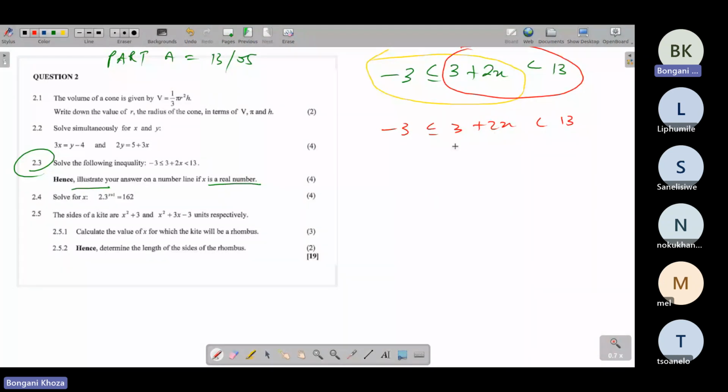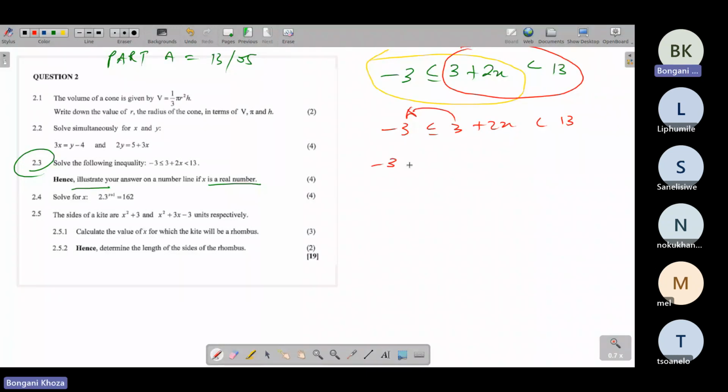Normally if this was an equation, I would have -3 equals 3 plus 2x, and then to solve for x, I'll take this 3 and transpose it to the other side. I'll have -3 minus 3 equals 2x. So we'll do the same thing here. We are transposing to the other side. So that means I'll transpose this 3 to this side.